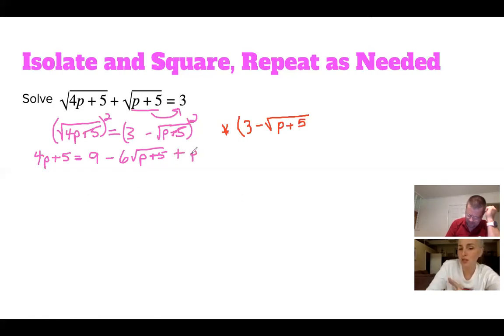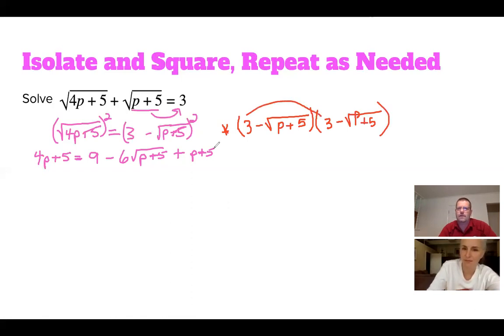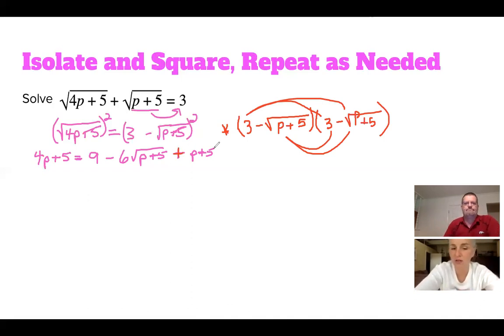And I know our students are brilliant, but I'm just going to write it as a side note in case they're like, what in the world is that? You have to put that expression down twice and then do the distribution, and you're going to get negative 3 times the square root of p plus 5 twice, and that makes negative 6. Make sure when you do this that this becomes a plus, because it is a negative radical times a negative radical. I think I meant to do that, but there's no proof now.